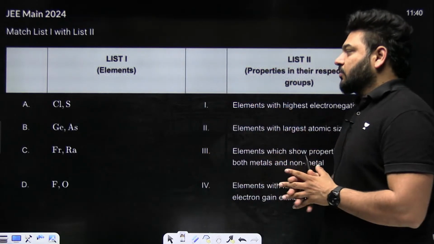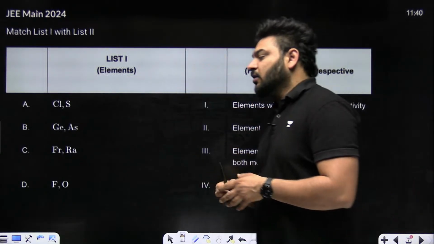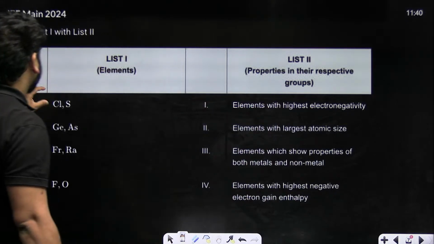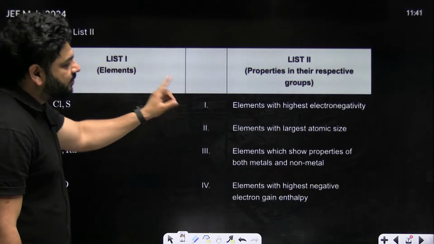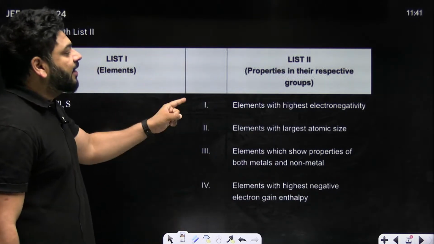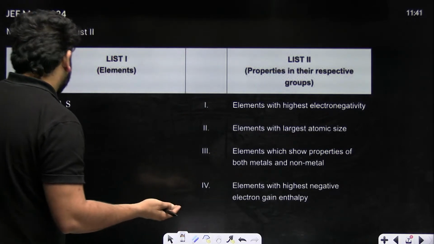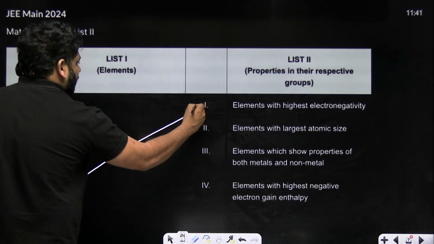Let's have another question. We have some set of elements over here, and those elements have to be matched with the given property. So the property simply says what? Okay, we have to first identify the property, then we have to go to them. Elements with highest electronegativity. You know what the highest electronegativity elements are? Fluorine, oxygen, nitrogen. So D belongs to first.